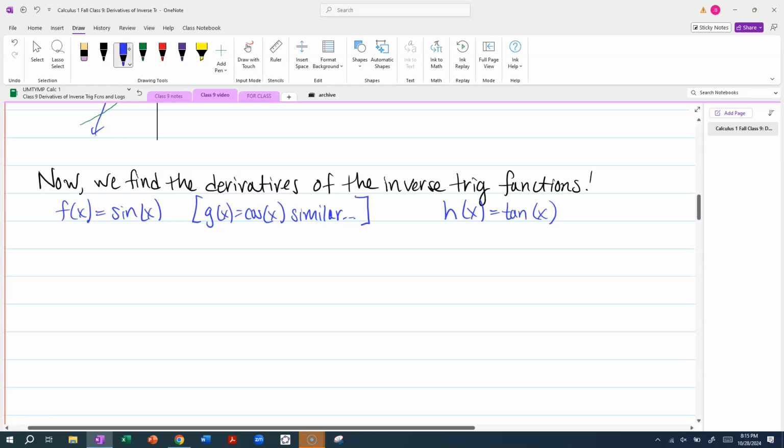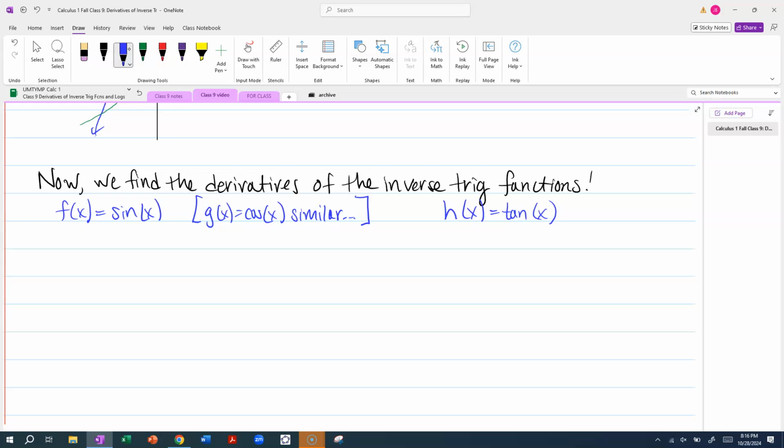Welcome back, and time to get at these derivatives of inverse trig functions. For this stuff, we have to assume we're within the appropriate domain, and under those conditions, then we can differentiate for sure, okay? We will do sine and tangent and then summarize.